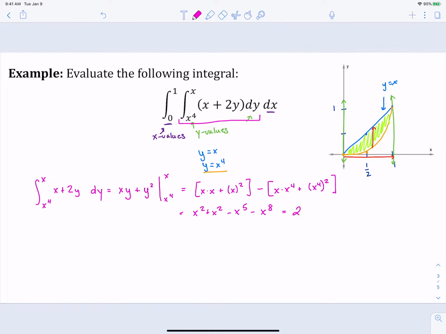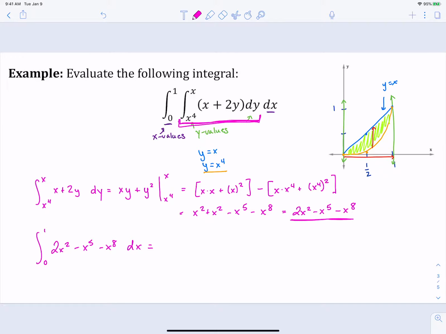We do have some like terms here. We get 2x squared minus x to the fifth minus x to the eighth. So again, now we can replace this inside integral with this equation that we got from our inside integral and find the integral from 0 to 1 of 2x squared minus x to the fifth minus x to the eighth dx. And again, what we have now is an integral that we know how to take.